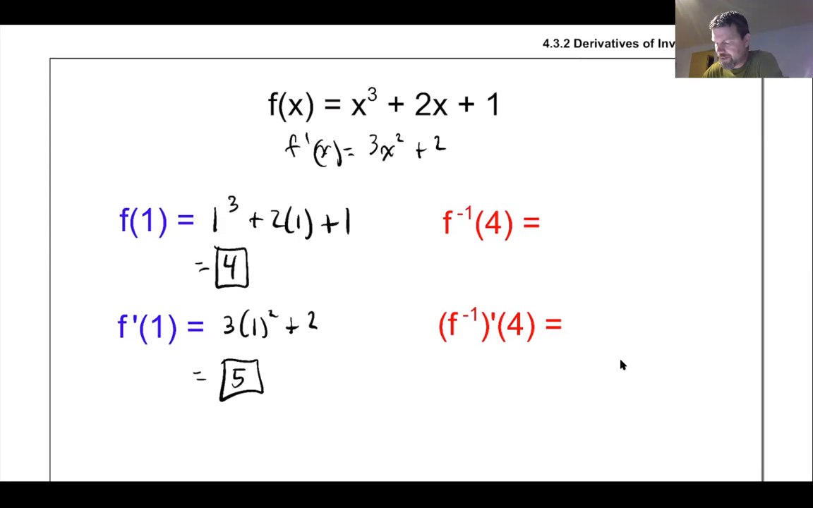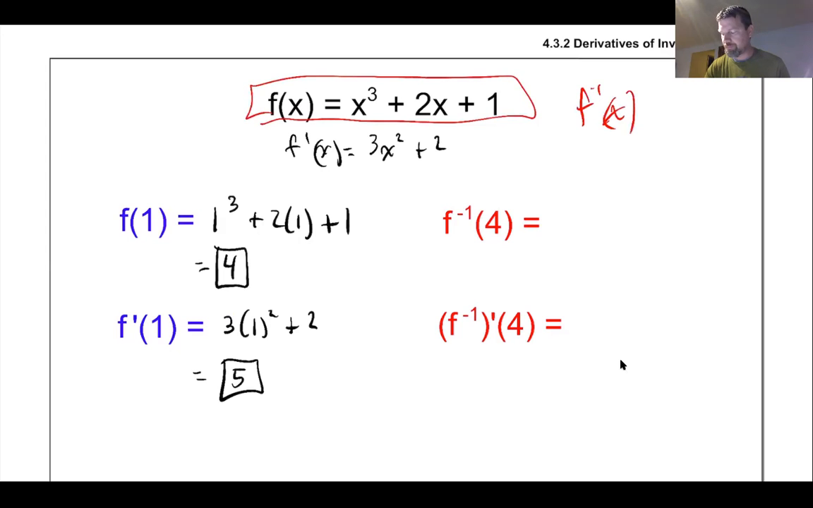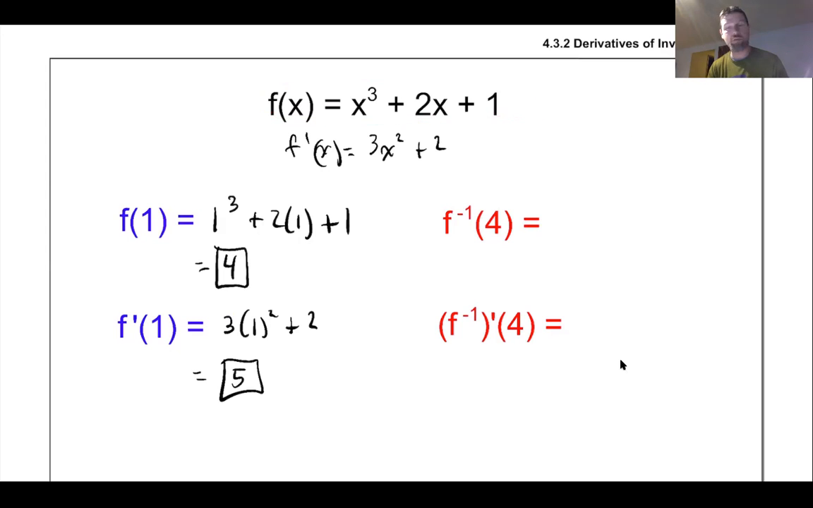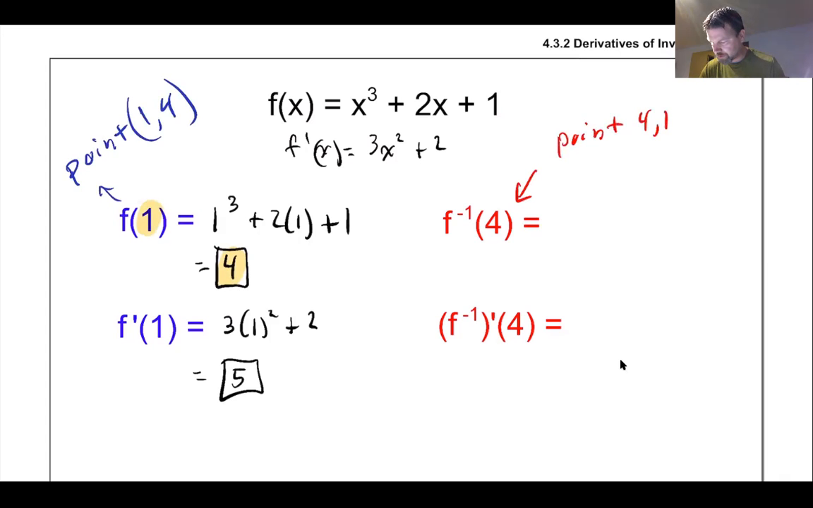Now, if I ask questions about the inverse function, yes, I could try to find f inverse of x by switching the x and the y and doing all of that work. But when I know this calculus knowledge, I don't need to, because when I plugged in 1, I got a 4 out. That means on my original function, I had the point (1, 4). So it should come as no surprise that my inverse function is going to have the point (4, 1). In other words, when I plug a 4 in, I should get a 1 out.